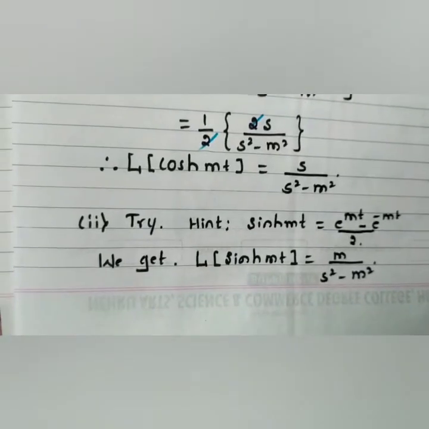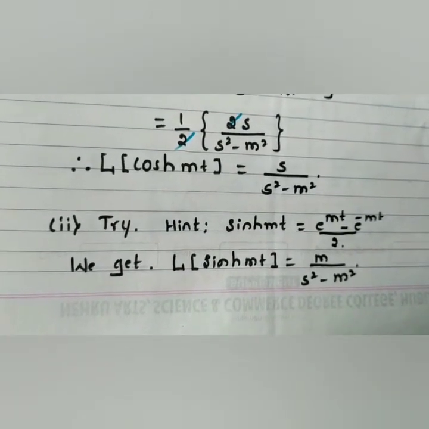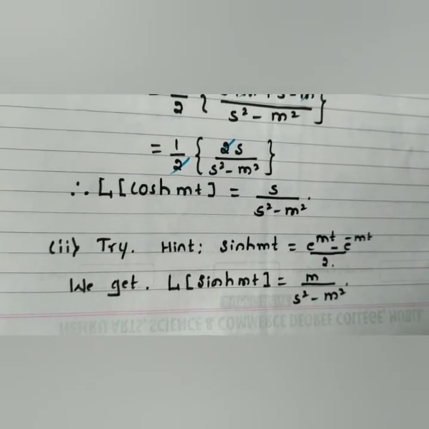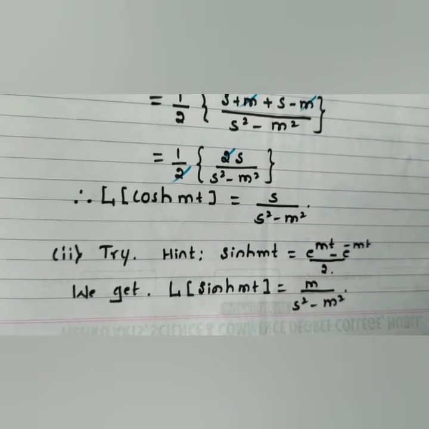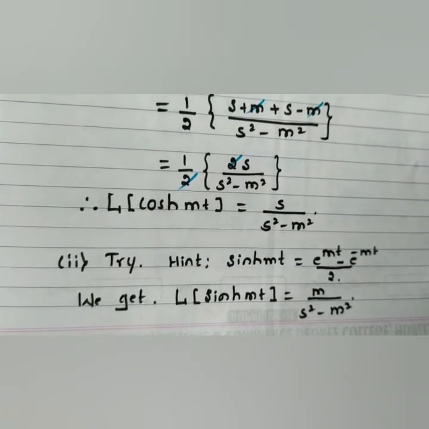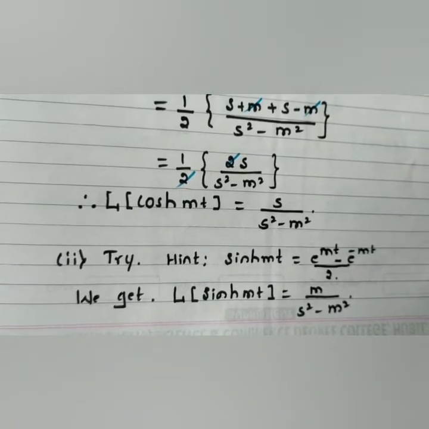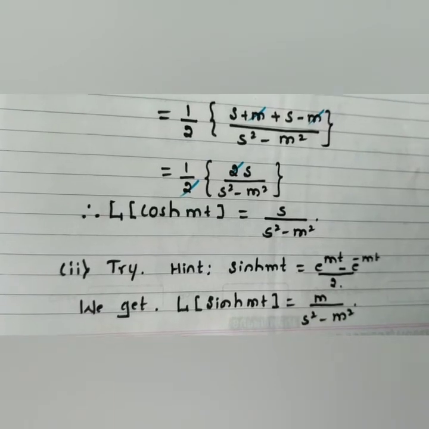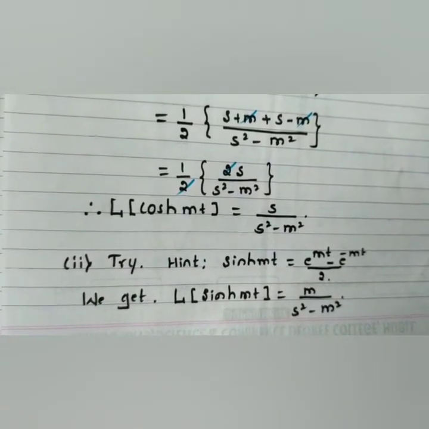In the similar way, how to prove the result for sin hyperbolic mt? L of sin hyperbolic mt is m by s square minus m square. I have given the hints. Sin hyperbolic mt is e raised to mt minus e raised to minus mt by 2. The definitions of cos hyperbolic mt and sin hyperbolic mt differ in the plus and minus. So for sin hyperbolic mt, what happens? e raised to mt minus e raised to minus mt by 2.